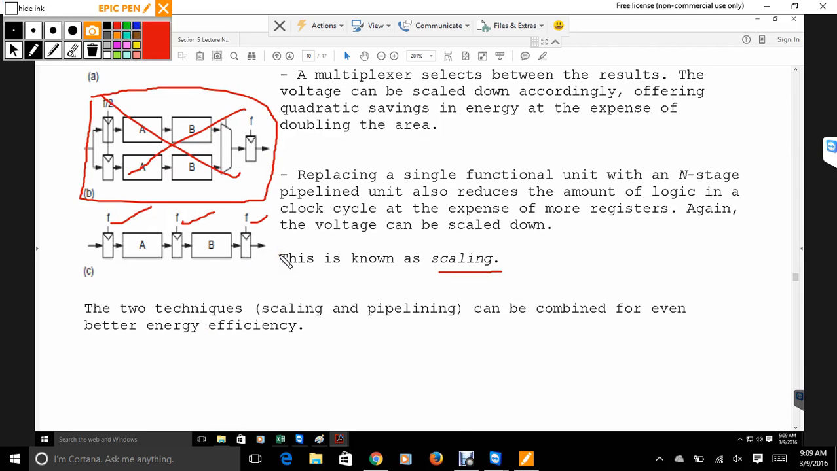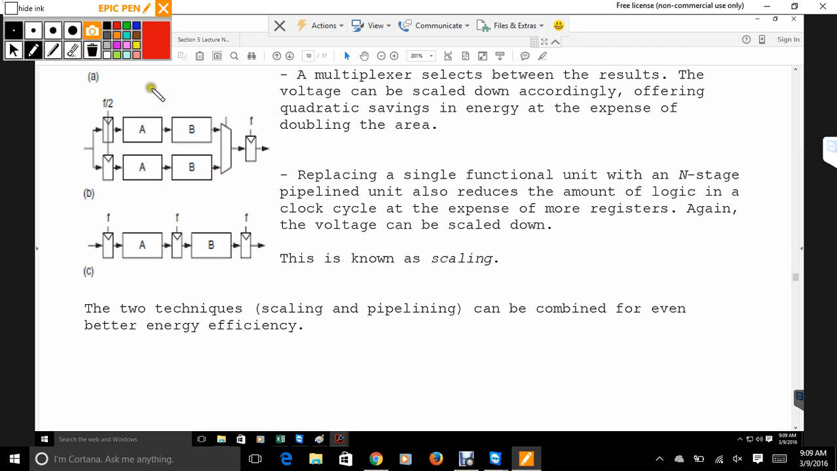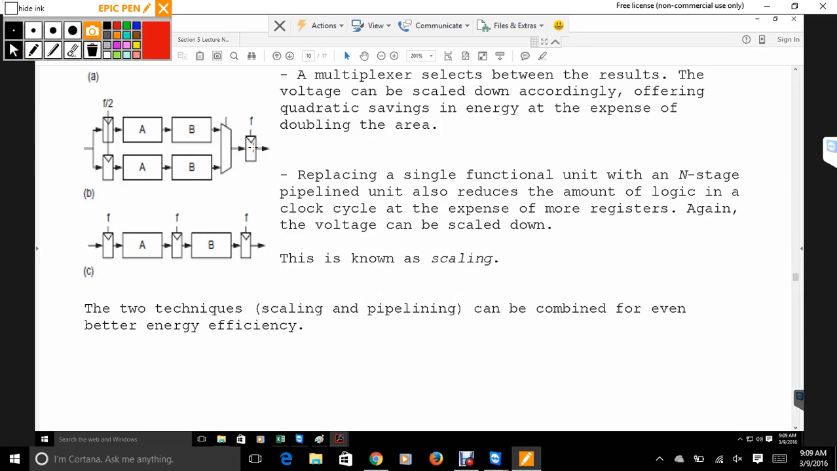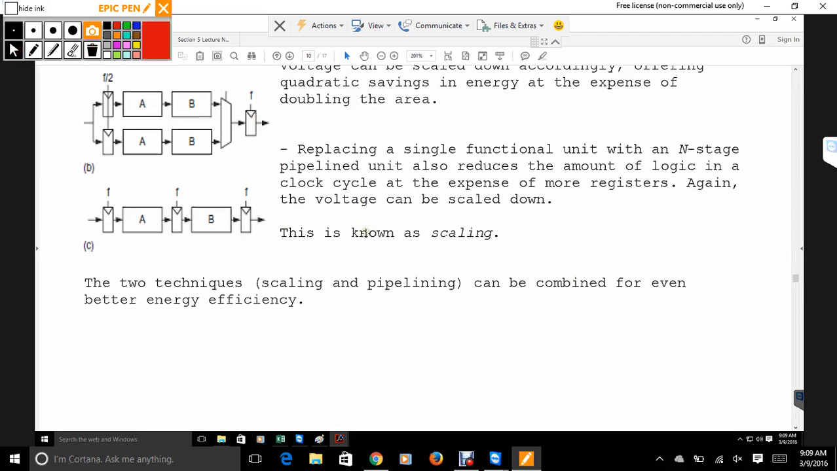So what ends up happening is sometimes, if area is not an issue, these concepts can be combined together of scaling and pipelining. Sometimes this is known as super pipelining. You get the idea. So all of that is done to regulate the energy in between each register.